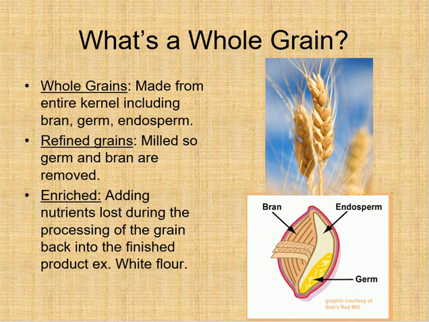Then we have enriched. After all that milling, you lose a lot of nutrients. So you replace those nutrients lost during that process, and you get a new product. An example of that would be white flour. The bran has been bleached, all the nutrients have been removed. Then they enrich it so that you get some vitamins and minerals back into it, but it's not naturally occurring. It's replenished.